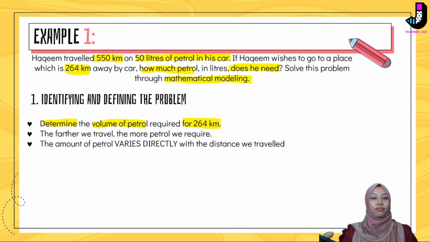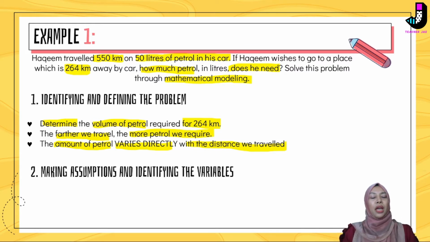Okay, and then we know that the farther we travel, the more petrol we require. Memang betul lah, kalau makin jauh mestilah makin banyak petrol yang kita perlukan. So actually here, the amount of petrol varies directly with the distance we travel. Still remember, varies directly. You learned this in the first chapter of Form 5, variation. Varies directly means kalau satu variable tu meningkat, satu lagi variable pun meningkat juga. Samalah ni, makin jauh kita travel, makin banyaklah petrol yang kita perlukan.